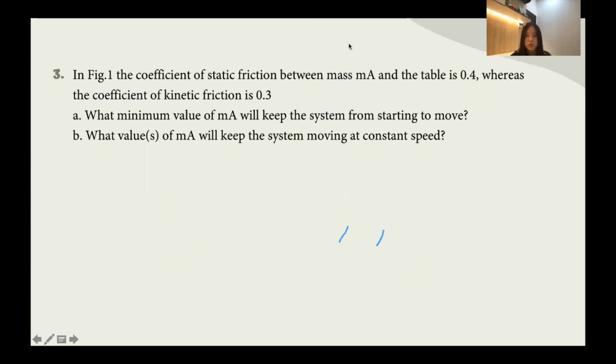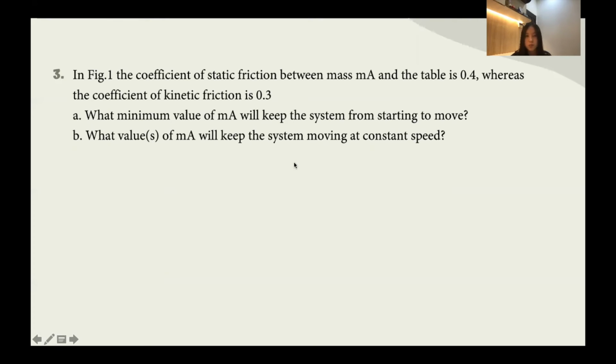Next, we are going to proceed to the third question. In figure 1, the coefficient of static friction between mass A and the table is 0.4, whereas the coefficient of kinetic friction is 0.3. A. What minimum value of mass A will keep the system from starting to move? B. What value of mass A will keep the system moving at constant speed?